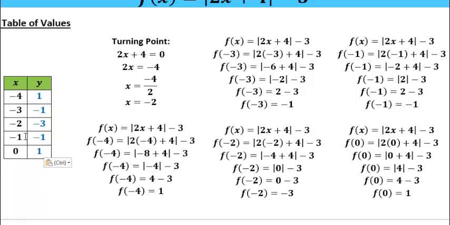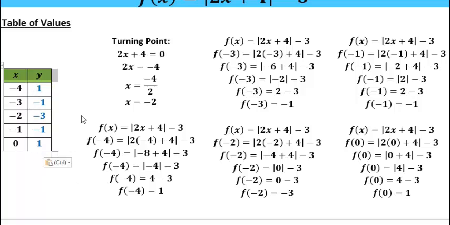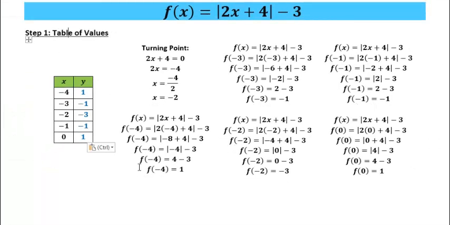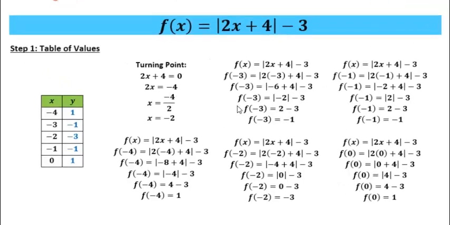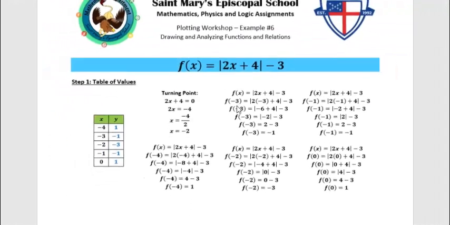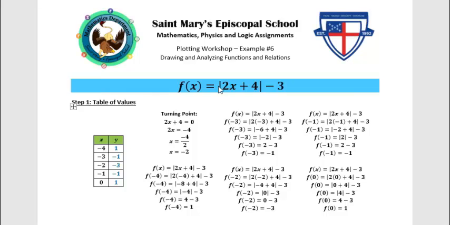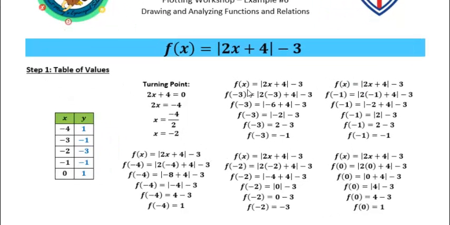Okay, so that's it. I already filled the table of values. That will be step 1. That's how you do step 1 of an absolute value function.